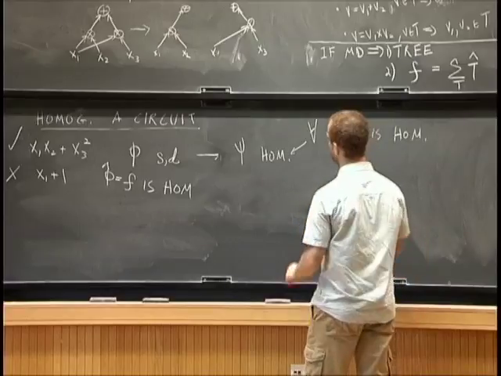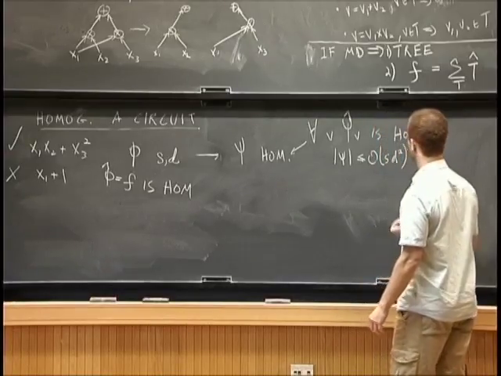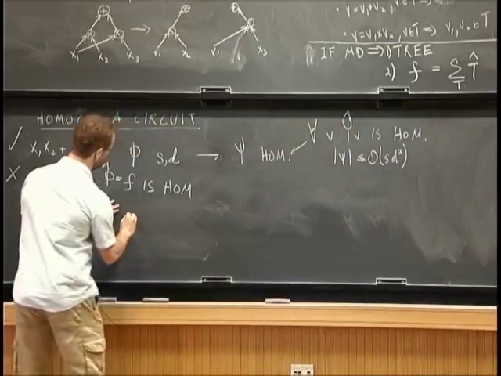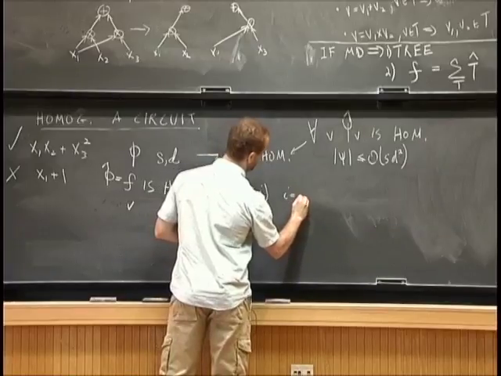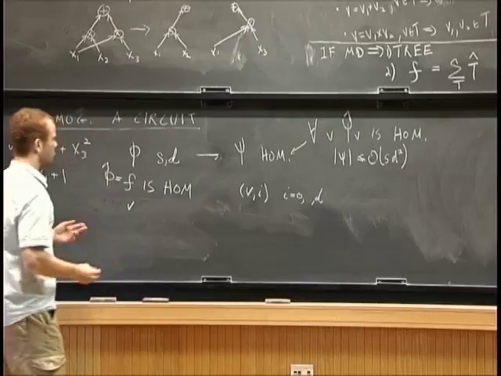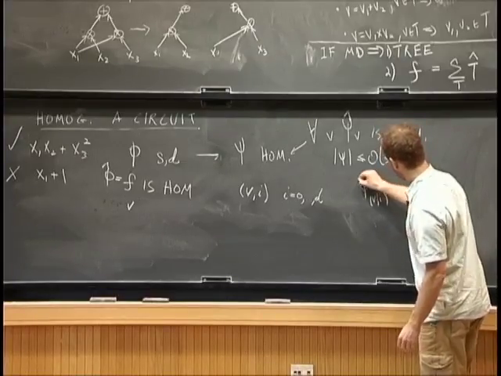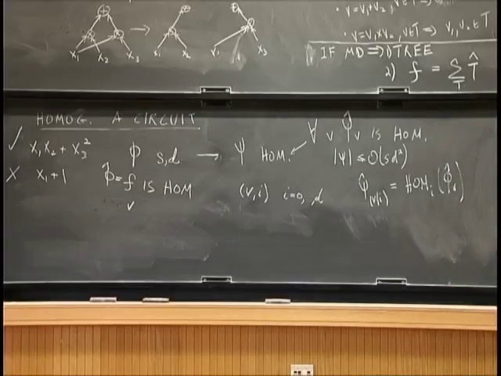So how do we do this transformation? The size of psi will be at most the size of phi times d squared. Here the names of the gates will be V and i, where i will be from 0 to D, and we will have the property that psi of (V, i) is the homogeneous part of degree i of phi of V. So we will duplicate each gate D plus 1 times. Each copy of the gate will compute the corresponding homogeneous part.